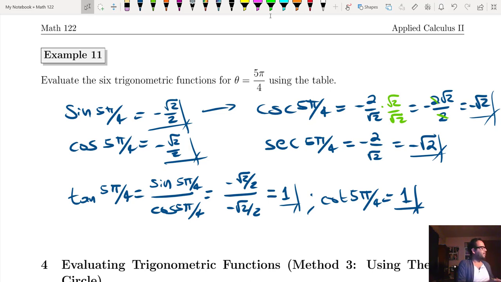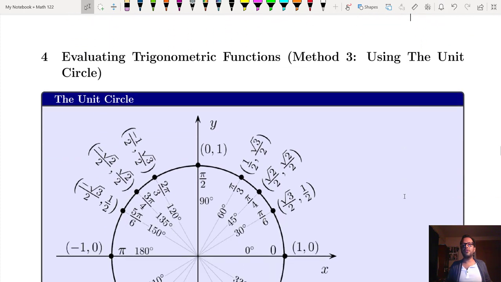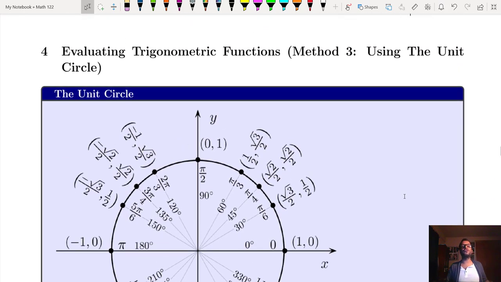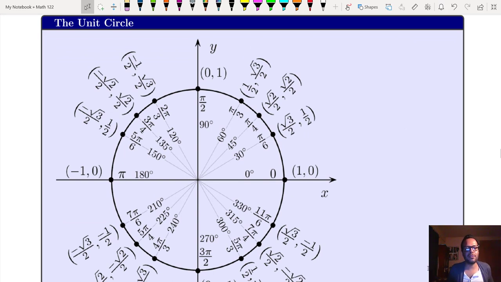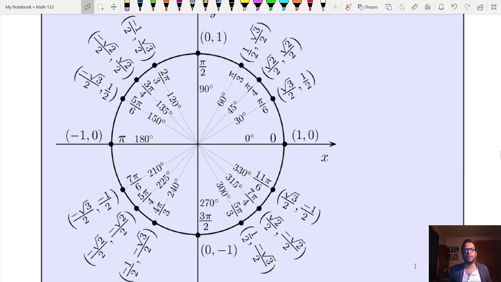All right, so let's do the next topic. The next topic: evaluating trigonometric functions, method 3, using the unit circle. You may have seen this before, maybe in a trigonometry chapter when you were in high school. So how do we read the unit circle? The unit circle, in a way, is a combination of the triangles approach and the table approach. Actually, yes, it is indeed a combination.